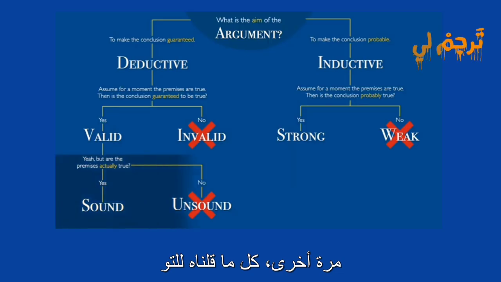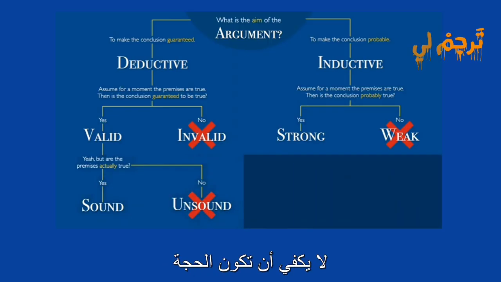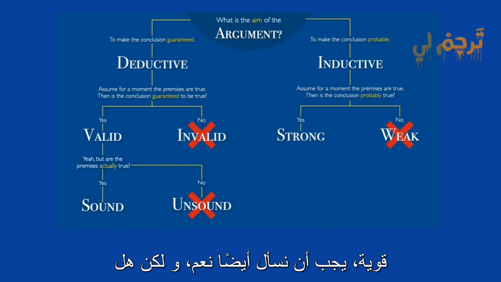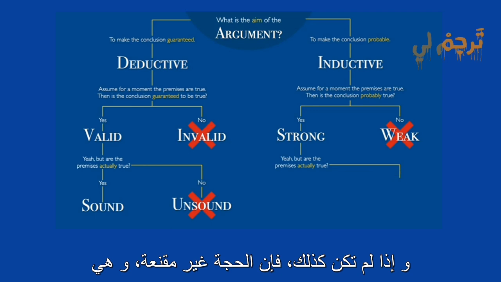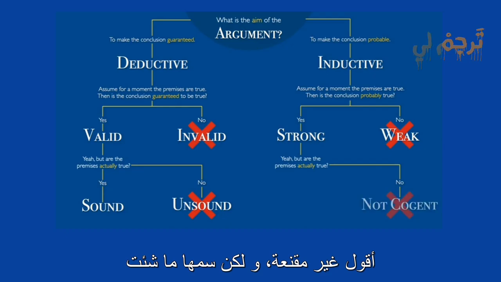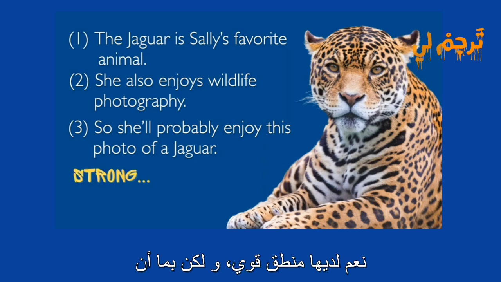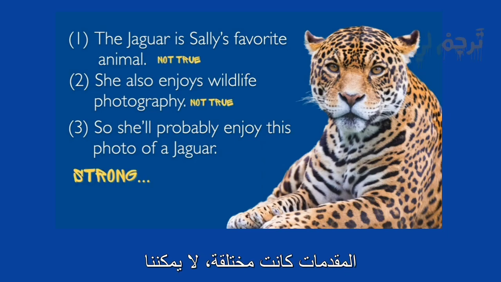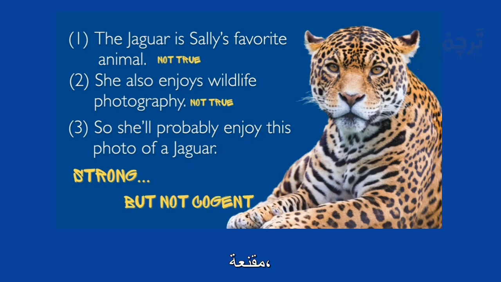Once again, everything we've just said is reflected equally over here on the inductive side. It's not enough for an argument to be strong. We have to also ask, yeah, but are the premises actually true? If not, the argument is uncogent, which to my ear is an ugly word, so I usually just say not cogent, but call it what you will. Our jaguar argument was not cogent. Yes, it has strong reasoning, but since the premises were just made up, we can't say they're true. So strong, but not cogent.